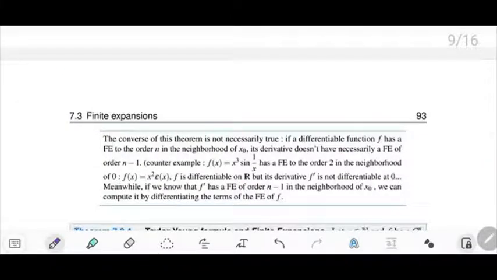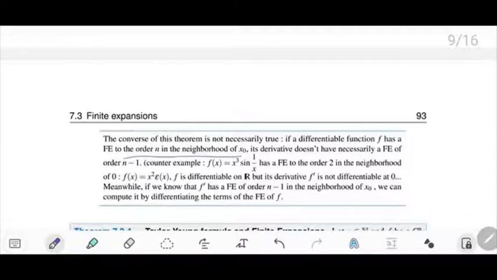The converse of this theorem is not necessarily true. So if a differentiable function f has a finite expansion to the order n in the neighborhood of 0, it doesn't mean always that its derivative has a finite expansion to the order n minus 1.